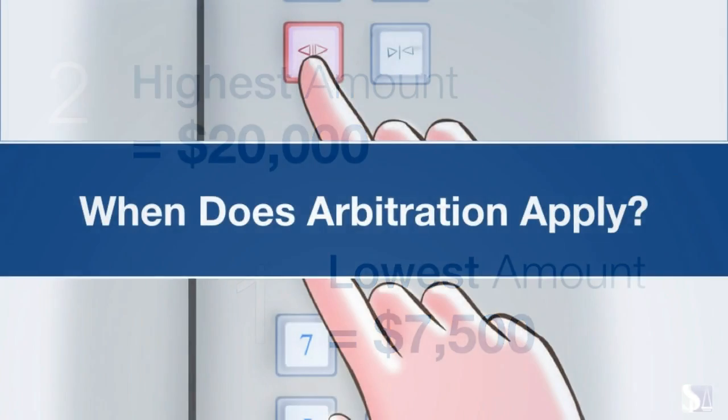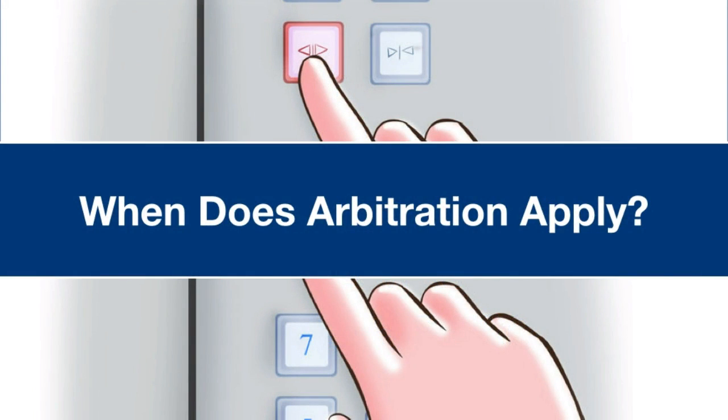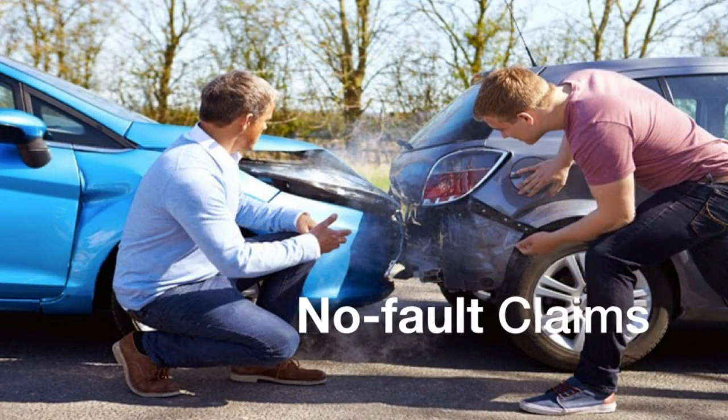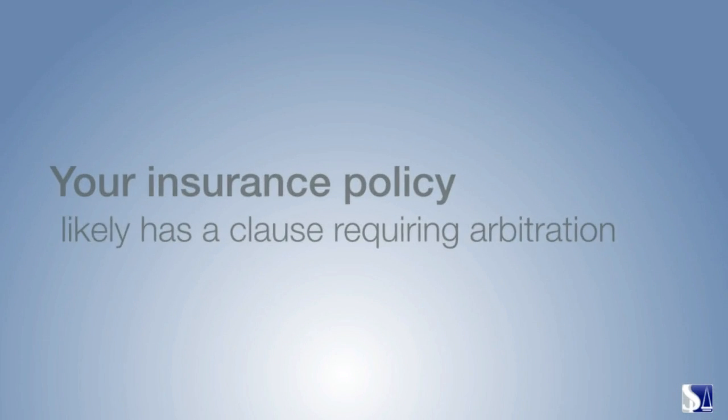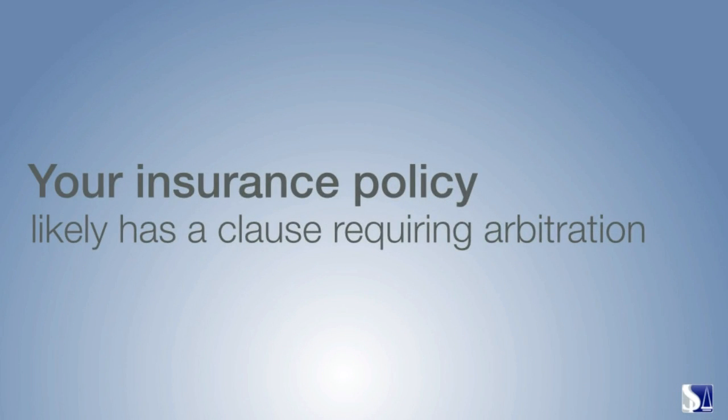So, when does arbitration apply? Well, in no-fault claims as an example. If you carry no-fault insurance and your claim can't be settled, you may have no choice but to arbitrate the dispute. Although you may want to file a lawsuit, your insurance company probably has a clause requiring you to submit to binding arbitration, and that's simply because most policies do.